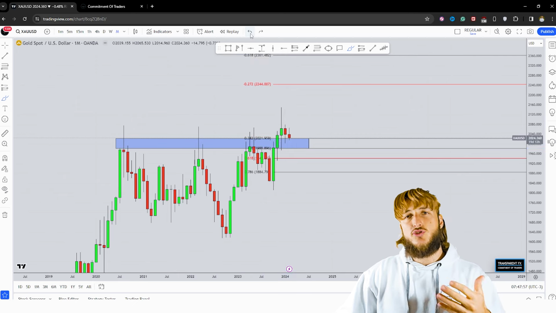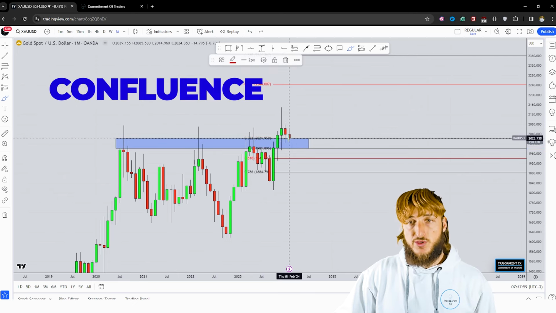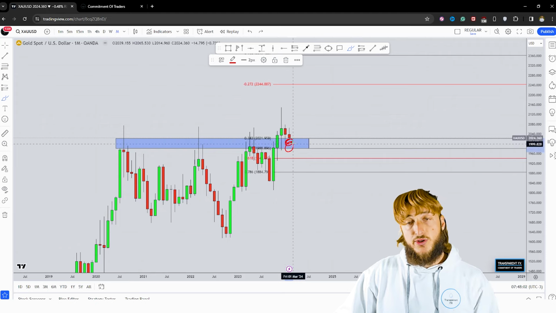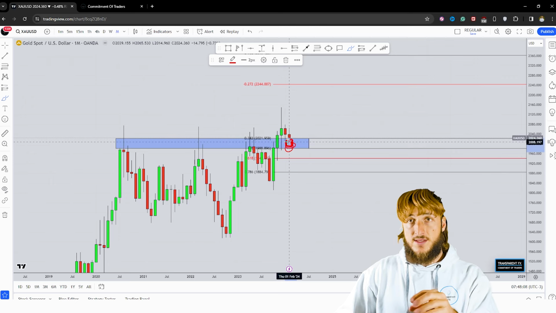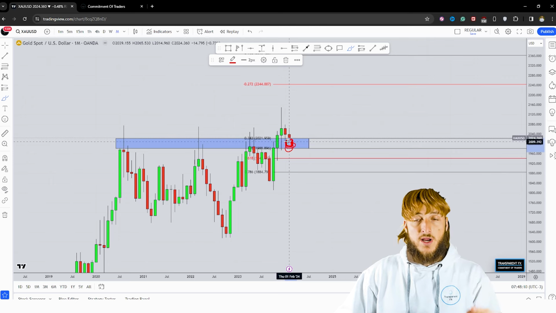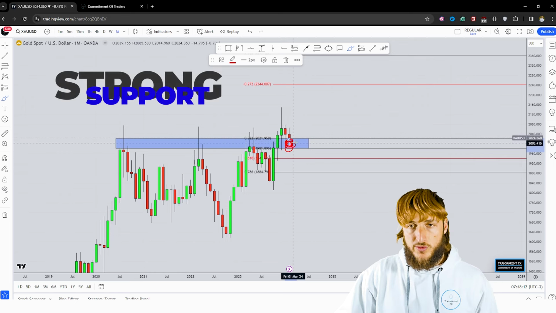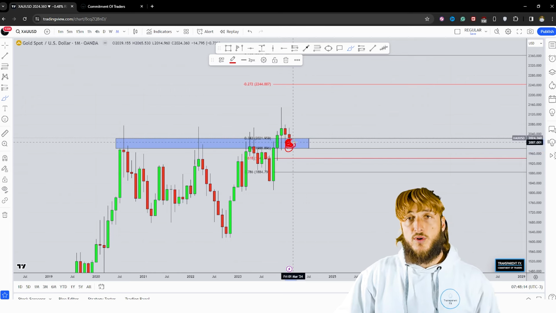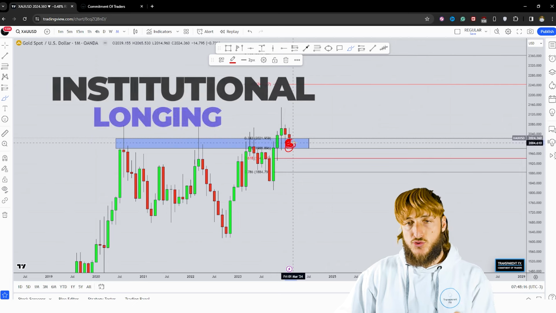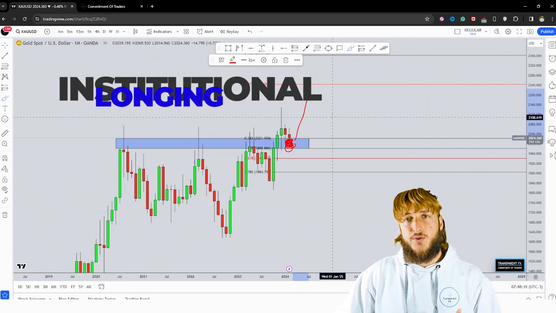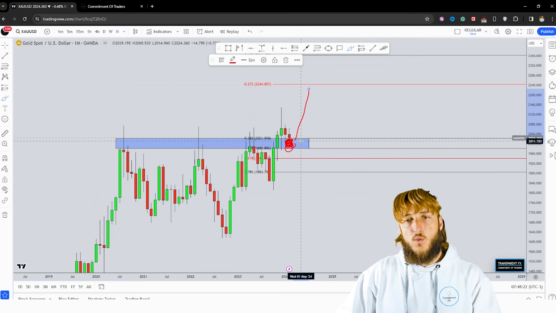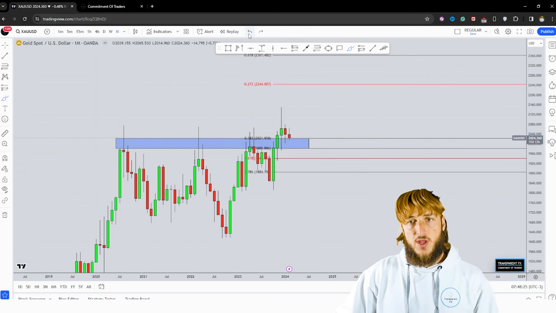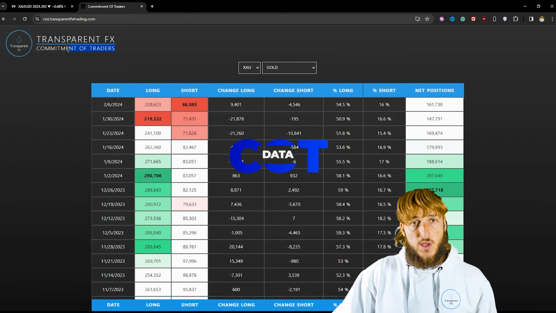And this creates actually confluence of support because we have both the 0.32 and the 50% retracement lining up with the previous resistance turned support in the same area of price. Therefore, that area of price becomes a confluence of support zone, inside of which there is good probability of seeing more institutional longing, which at that point would further increase the probabilities of a potential rejection to the upside away from this level.